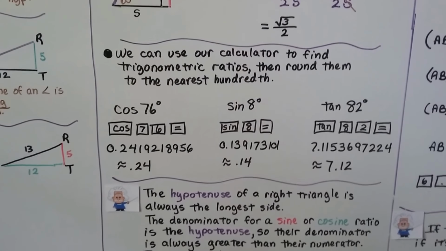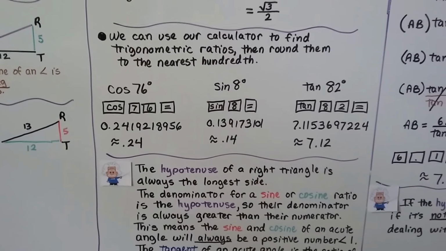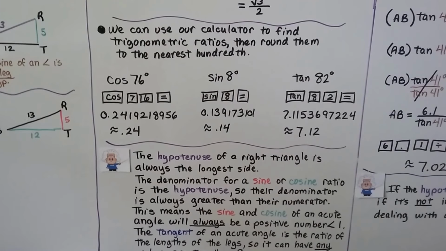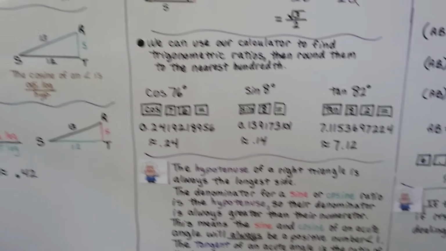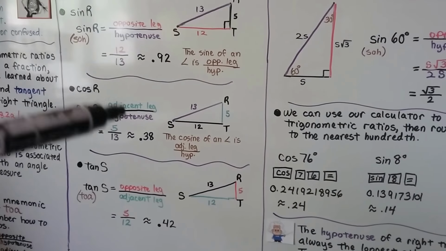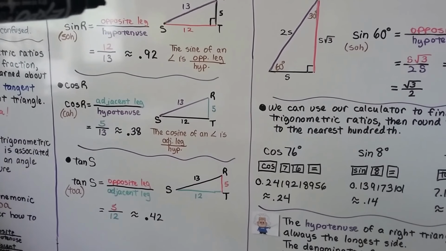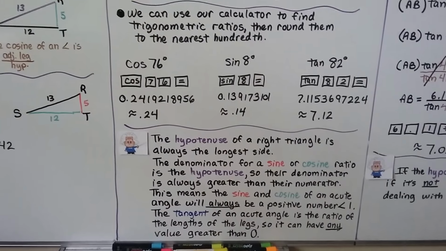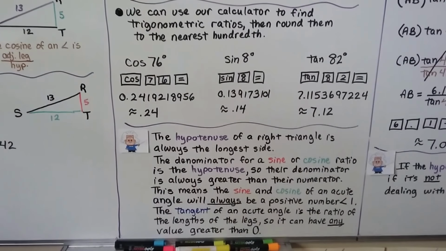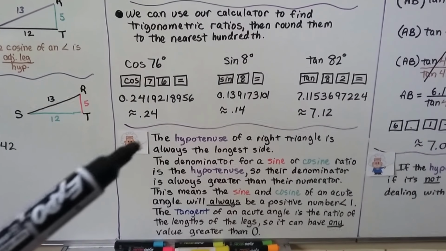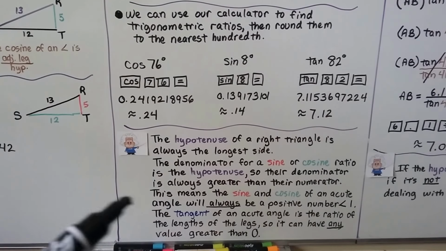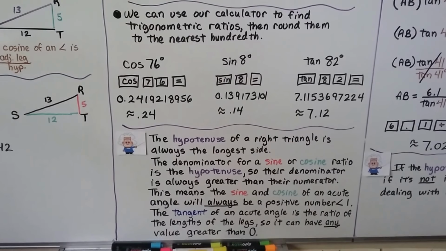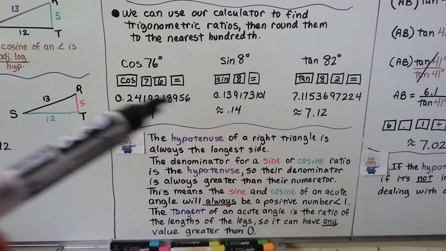It's fairly simple. And the hypotenuse of a right triangle is always the longest side. The denominator for a sine or cosine ratio is the hypotenuse. It's the hypotenuse, whether it's got the opposite leg over it for sine or the adjacent leg over it for cosine, okay? So their denominator is always greater than their numerator. The hypotenuse is bigger, right? This means the sine and cosine of an acute angle will always be a positive number less than 1.